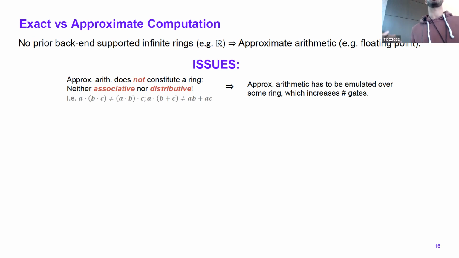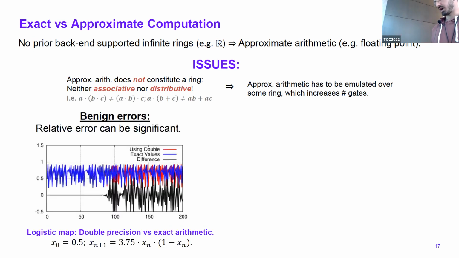So the first problem with this is about efficiency. When you compile down from your program to a circuit, now you're going to have a bunch of gates to emulate the behavior of approximate multiplication and approximate addition. Another problem is that people say, oh, but it's fine. It's not so different to do floating point or to do exact arithmetic.